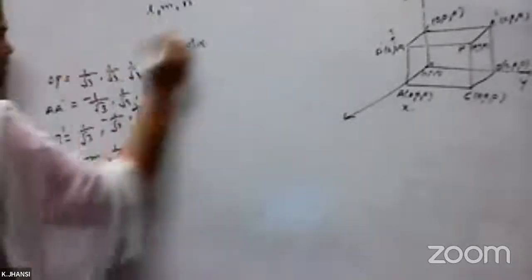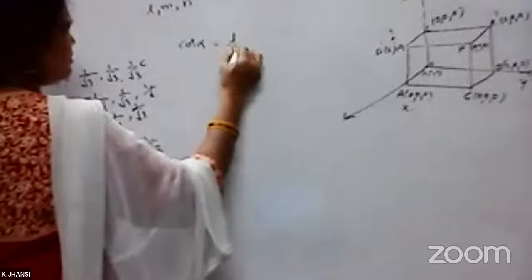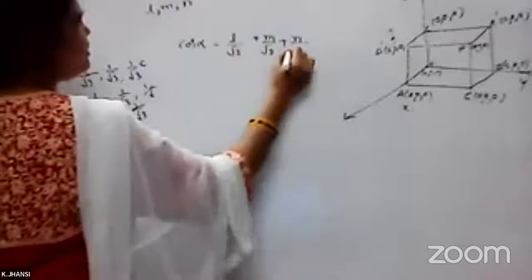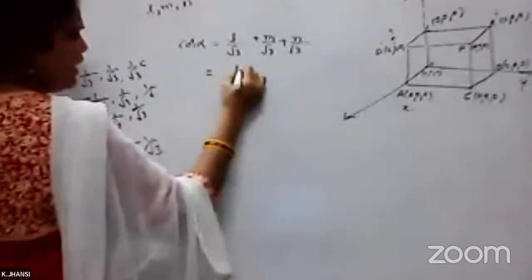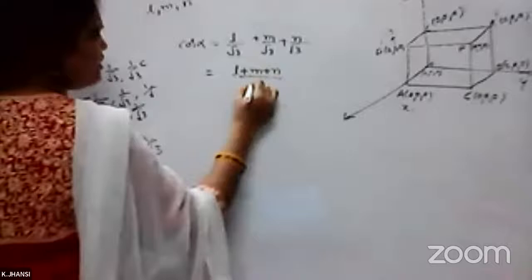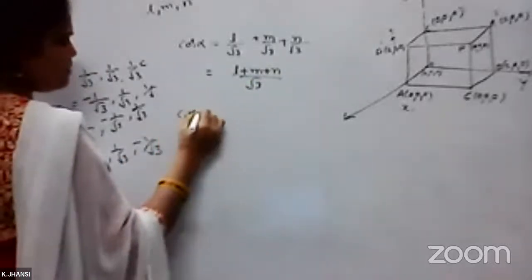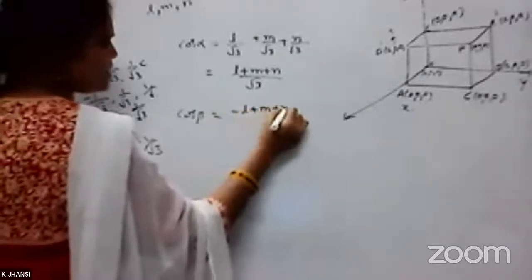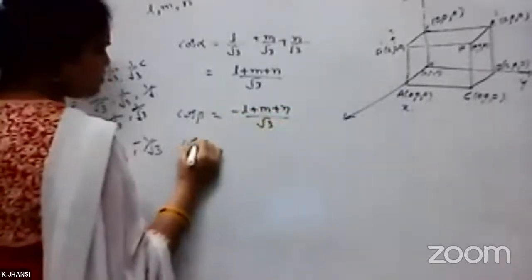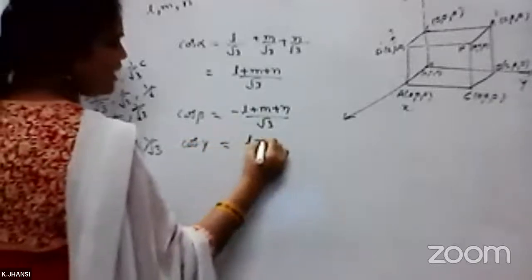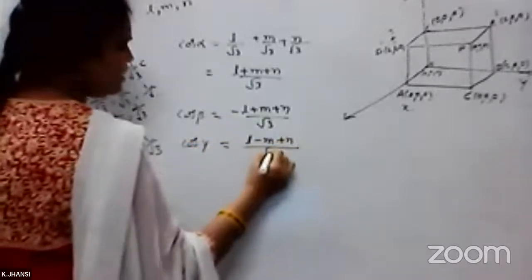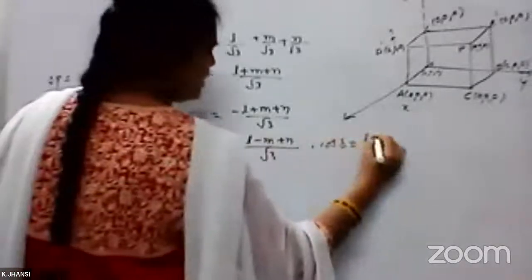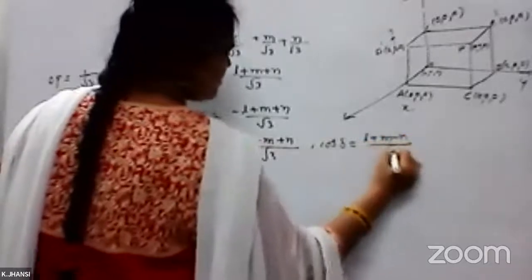So what you'll get is L by root 3 plus M by root 3 plus N by root 3. We can write it as L plus M plus N by root 3. Similarly, cos beta for this one, you will get as minus L plus M plus N by root 3. Cos gamma equals L minus M plus N by root 3. Next we have cos delta, which equals L plus M minus N by root 3.